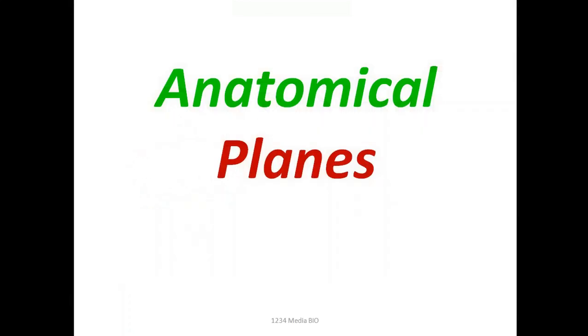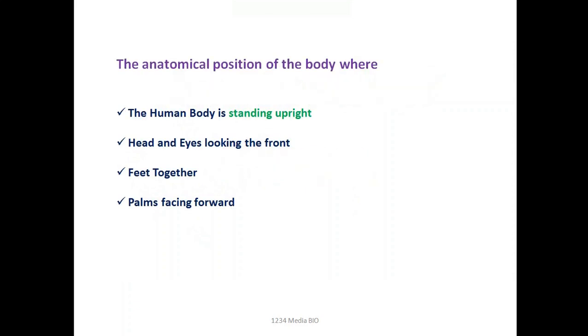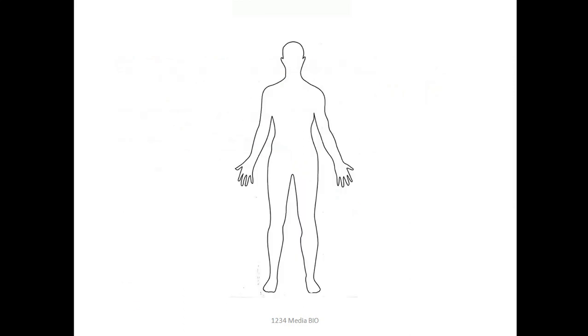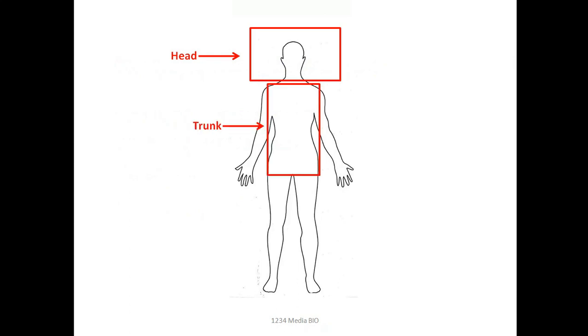So now we will study human anatomical figures and postures, and we will start with anatomical planes. So what's the anatomical position of the body? Well, it is where the human body is standing upright, head and eyes looking to the front, feet together, and palms facing forward. Something like this. Now this is the head. This is called the trunk of the human body, which consists of the chest and abdomen, and finally these are the limbs, that is your arms and legs.